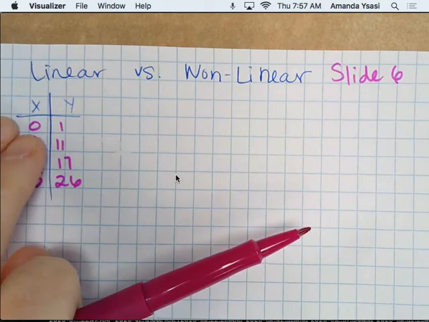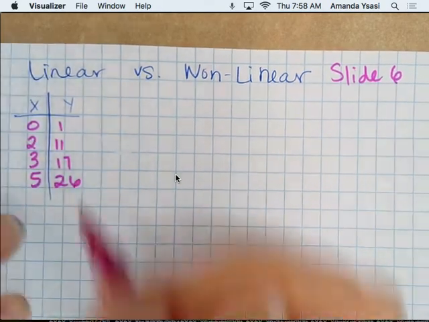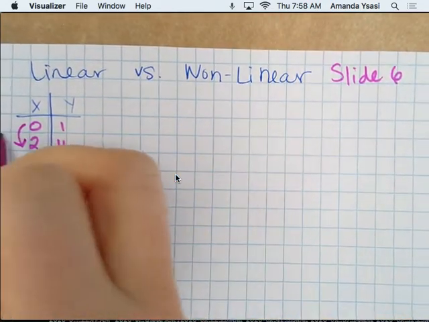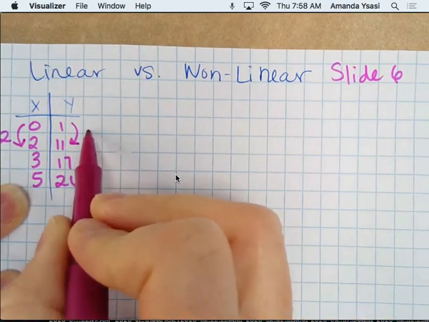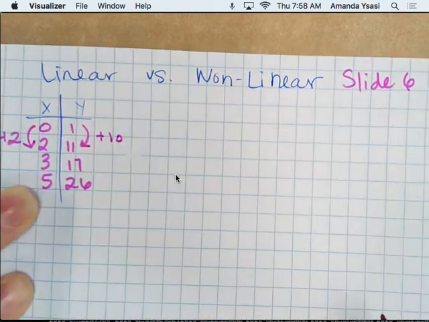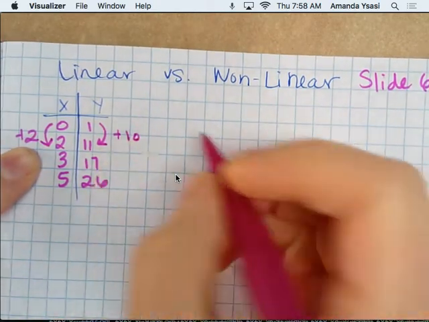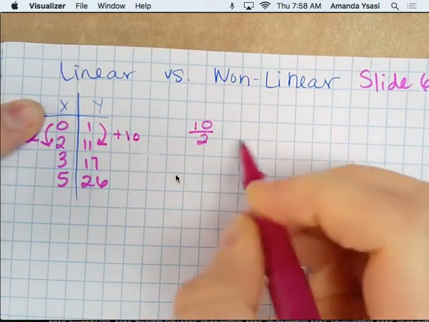So we go from 0 to 2 and from 1 to 11. How much does it go up on the x's? By 2. Okay, but what does it go up here? By 10. So then what's the rate? It'd be 10 over 2 because you do y over x. So that'd be 5.